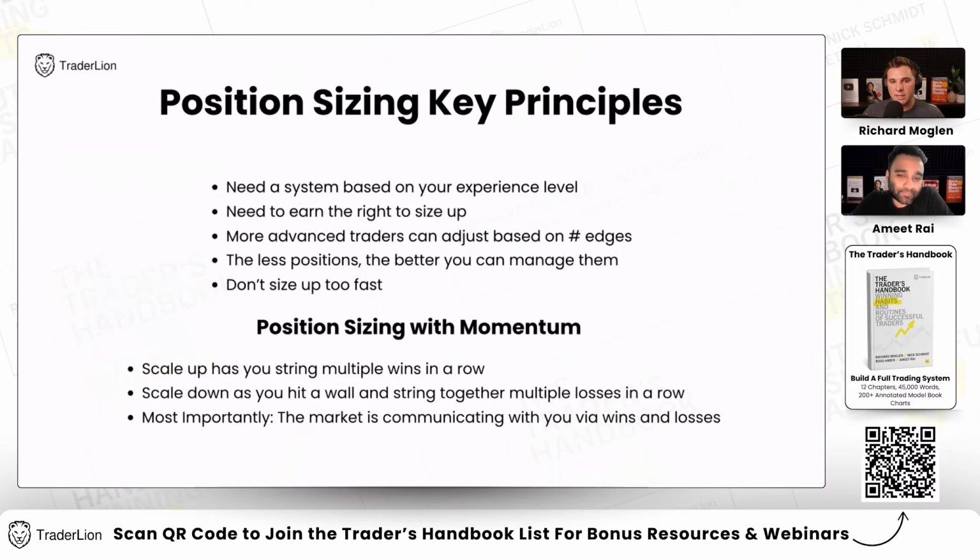You have to earn the right to size up, and part of earning that right is learning proper techniques, learning how to place stops, learning the proper buy points that allow you to place tight and logical stops. You don't want to just start off taking 50% positions, 20% positions. You've got to work yourself up to that level and build up that technique first. More advanced traders, as we'll get into, can adjust based on the number of edges in play. So if a stock is higher potential, you want to contribute more of your risk to that name. And the fewer positions, I think this is also a way to almost manage risk, the better you can manage them.